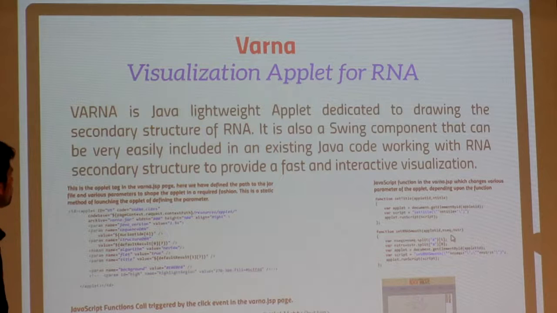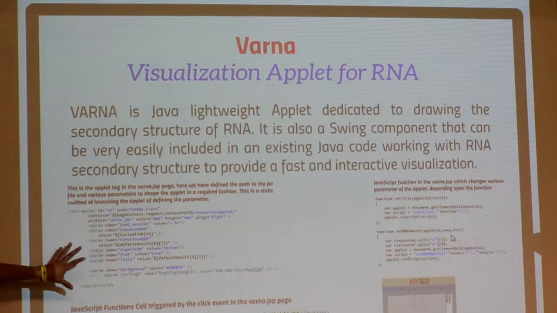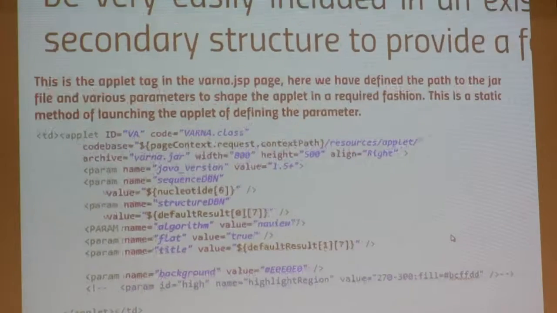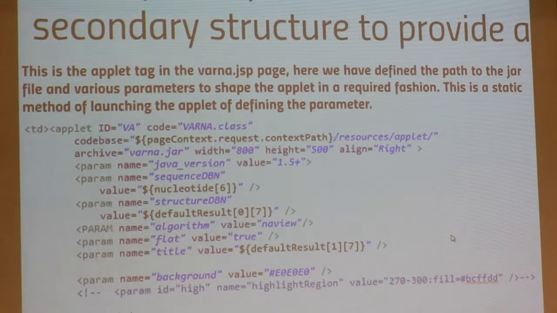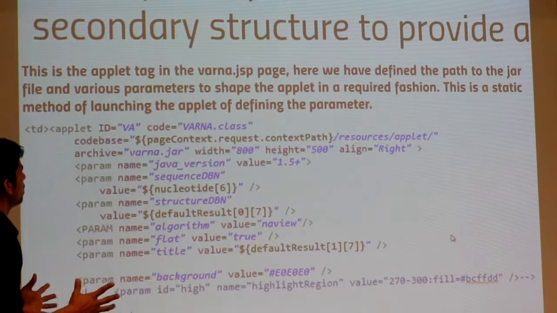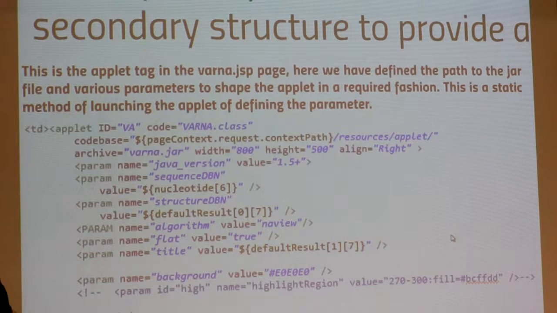Basically when we collect the results earlier, I think we store it in an array, and then we pass it to the Varna application, and Varna takes care of how to display it. Here I also added some lines. This is the applet tag, and this is where I'm defining the UI for the graphics part of the RNA, how we display our RNA structure in the page.